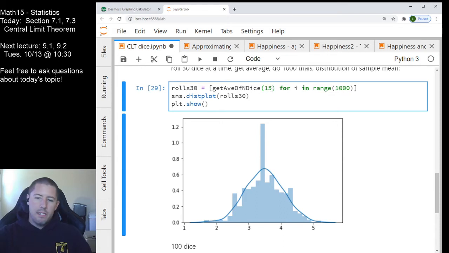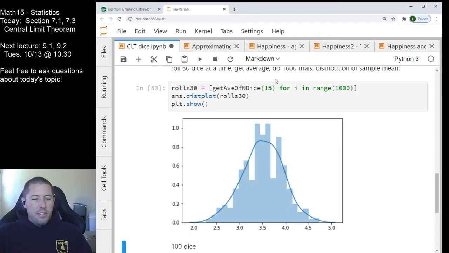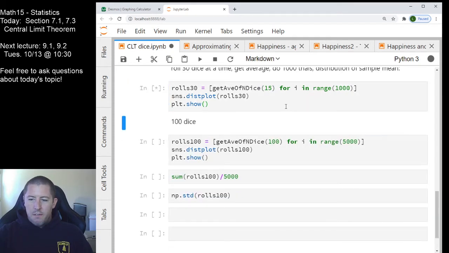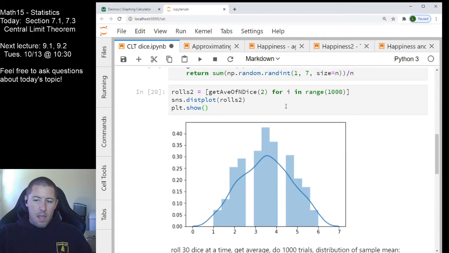Okay, let's bump this up. Let's see if we take the average of 15 dice at a time. Well, now this is starting to look more like this bell-shaped curve to me, right? So here's the strange and surprising thing that's happening.